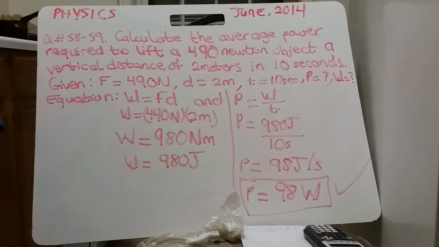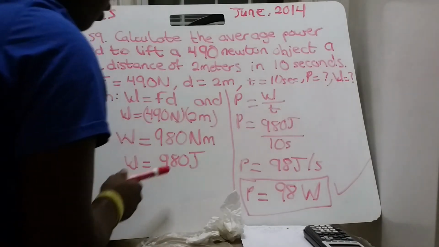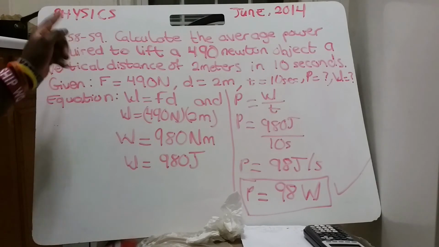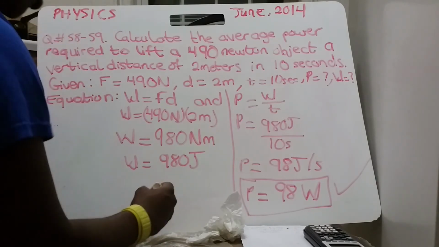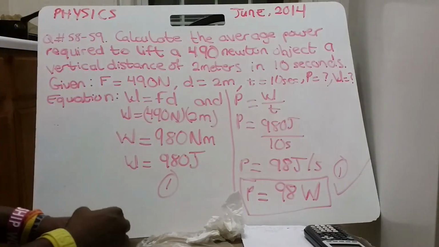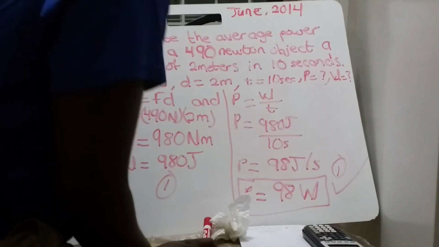Like I said, we needed to find work in order to find power. That's why this question is worth 2 points: 1 point here, another point here. Bingo. Such an easy question.